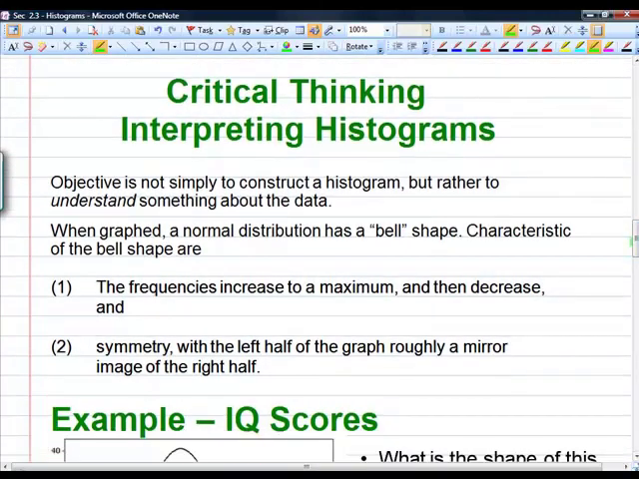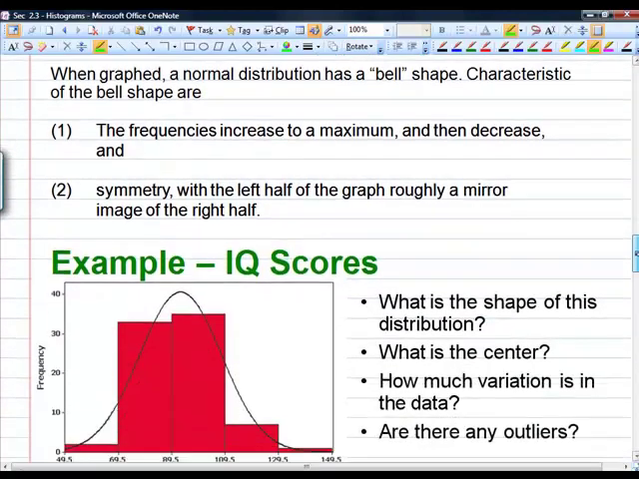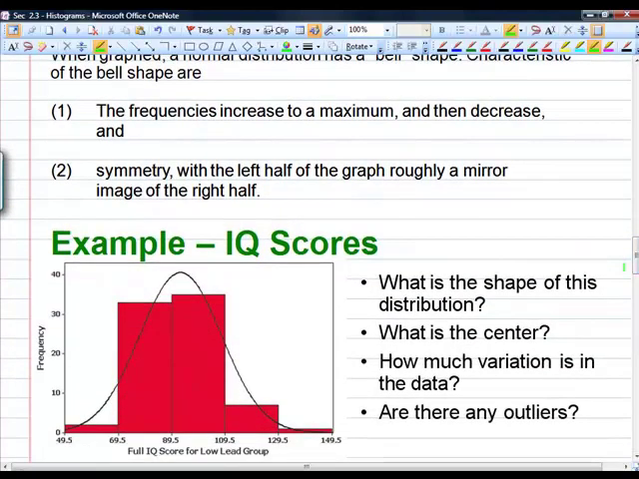Interpreting histograms. The objective is not simply to be able to construct a histogram, but rather to understand something about the data. When graphed, a normal distribution has a bell shape, and the characteristics of the bell shape are the frequencies increase to a maximum and then decrease, and then there's symmetry from left to right. So here is the graph of a bell curve or a normal curve that is superimposed over our frequency histogram, our histogram for the IQ scores.